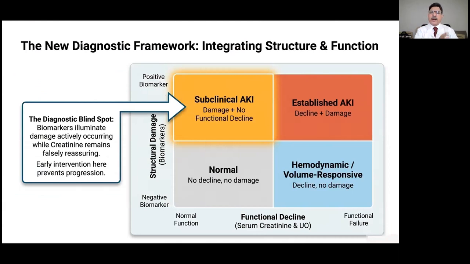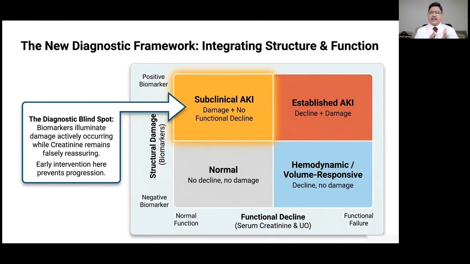Now there are 4 boxes. Subclinical AKI: damage present, no clinical decline. Established AKI: decline is there, damage also is there. Then the hemodynamic decline is there, but structural biomarkers are negative. And normal: no decline, no damage. So 4 boxes. The gray box is no decline in renal function or cardiac output, no increase in creatinine, no structural damage, no damage is done. The second one is damage is evident, but no functional decline.